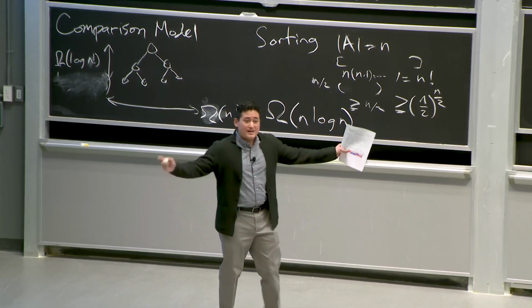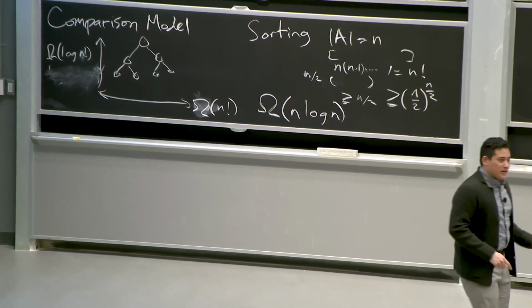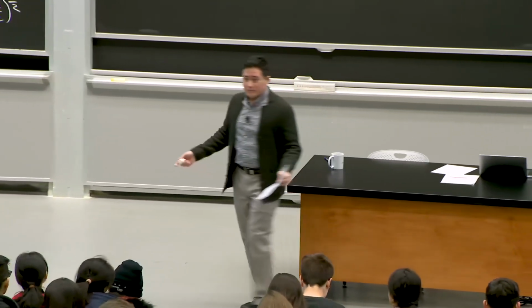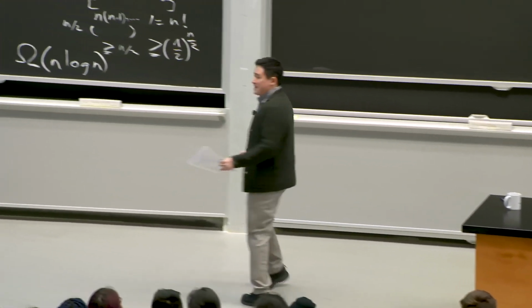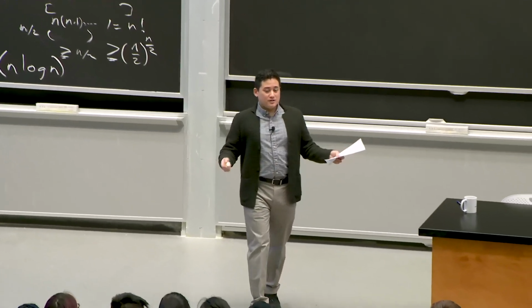Okay, so we can't do better than n log n in the comparison model. But what we did last week was use random access and a direct access array to do better, okay? So can anyone think of how to use that idea to sort faster?